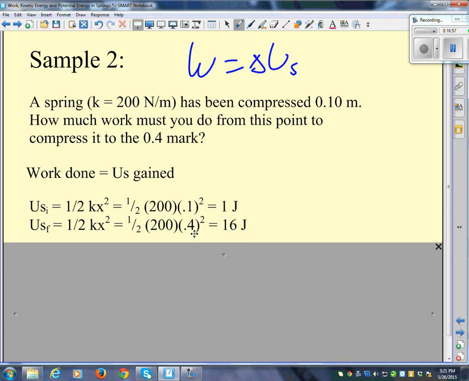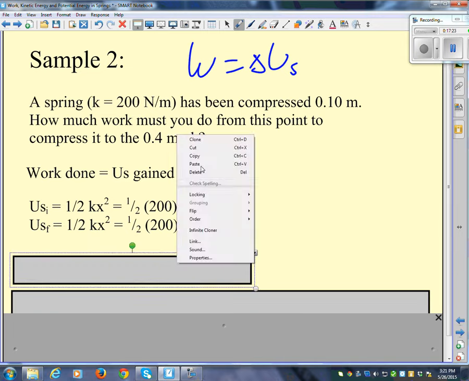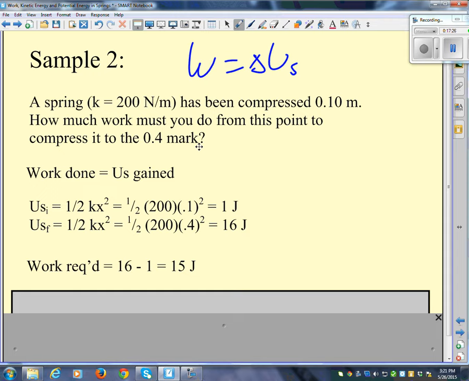We're going to get to that. That's not 0.6, that'll be 0.3. Okay? So if it had 1 joule of spring energy before, and now it's got 16, how much work did you do? You did 15, right? You added 15 joules of potential energy. Where did that extra 15 come from? You did work.